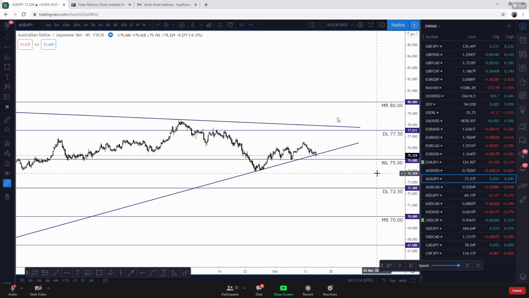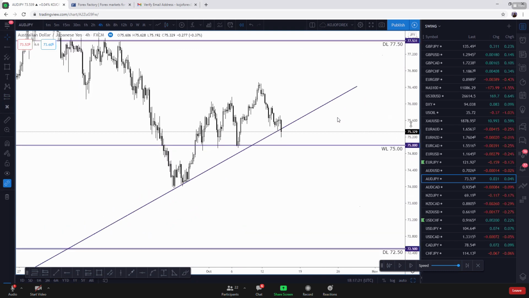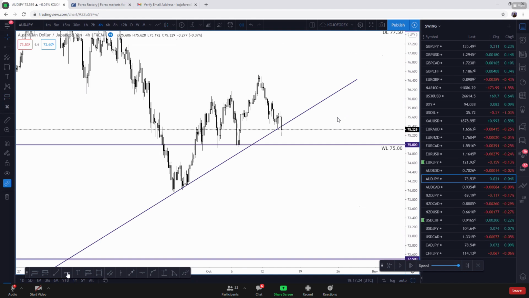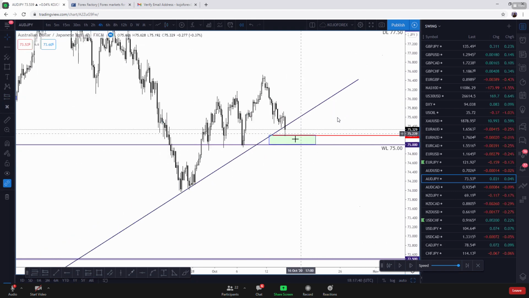We put that horizontal ray there. And then we say no candle should close beneath this horizontal ray. So you keep close monitoring here to see if you're going to find an entry. How are you going to find the entry? That's when we touch on candlestick confirmations, which we'll most likely do later today or tomorrow, right?